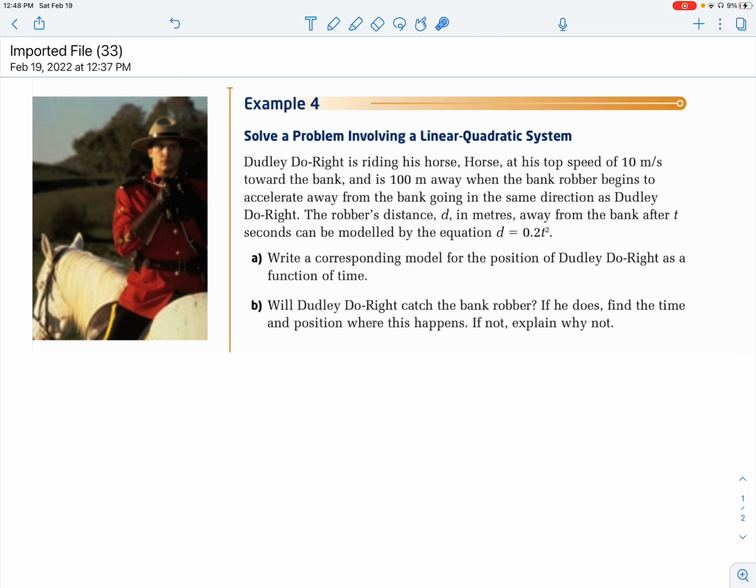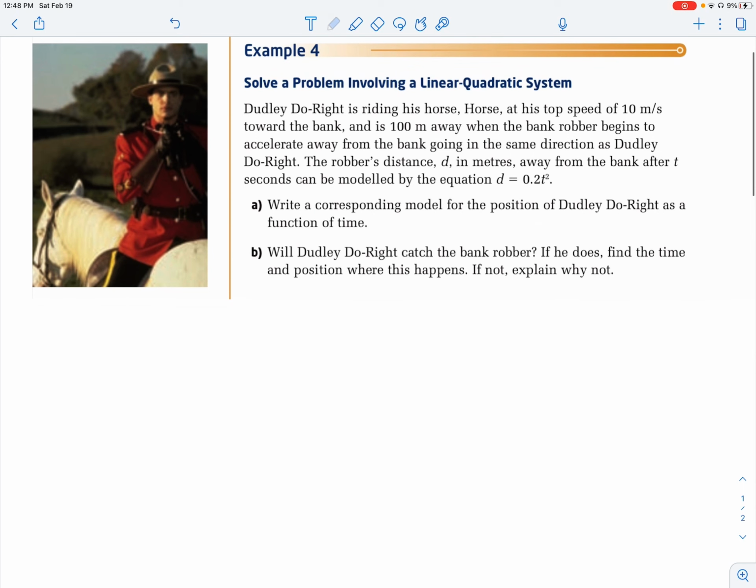So we want to write something that gives his position with respect to time. Will Dudley Do-Right catch the bank robber? If he does, find the time and position where this happens. If not, explain why not. So let's get ready to model this scenario.